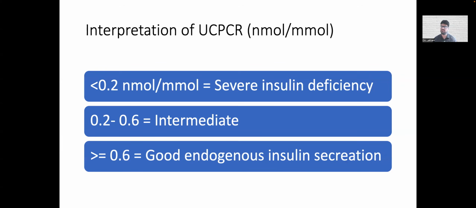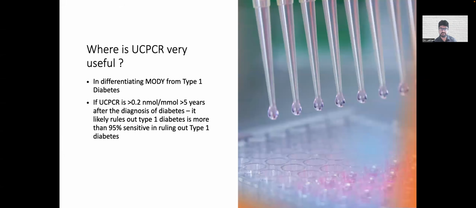Now, how to interpret this value? Less than 0.2 nanomoles per millimole is suggestive of severe insulin deficiency. 0.2 to 0.6 is intermediate, and greater than or equal to 0.6 is suggestive of reasonably good endogenous insulin secretion. Now, the Exeter people have actually proven this, and they used the criteria for MODY. In fact, Exeter is famous for genetic testing for diabetes, and this is why they have developed this assay.